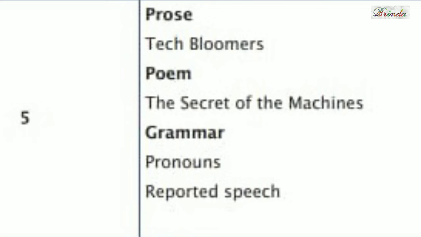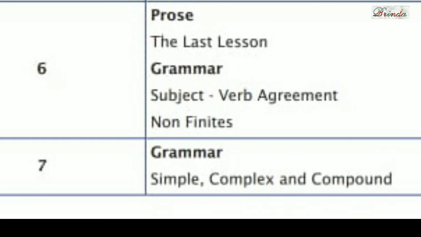And if we see Unit 5, prose, Tech Bloomers, that is prose. Then poem, The Secret of the Machines, memory poem, okay. Then grammar, pronouns and reported speech. Unit 6, if we see the last lesson, grammar, subject verb agreement and non-finites. Unit 7, grammar, simple, complex, compound. Fine, children?